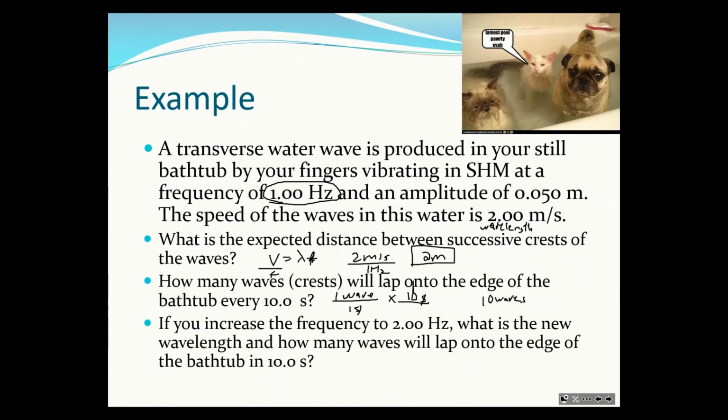Okay. If you increase the frequency to 2 hertz, what is the new wavelength and how many waves? It's the same questions, but we're increasing our frequency to 2 hertz. The speed for the first one is 2 meters per second. So what's the speed going to be when we increase our frequency? It's still going to be 2 meters per second because the speed does not change. What will change is the frequency and wavelength, right? Now when we make it 2 hertz, our wavelength is now 1 meter. We increased our frequency, we decreased our wavelength. Now we're at 2 hertz, which means we have 2 waves every 1 second. If we go for 10 seconds, 2 times 10, now we're going to get 20 waves because they happen more frequently.